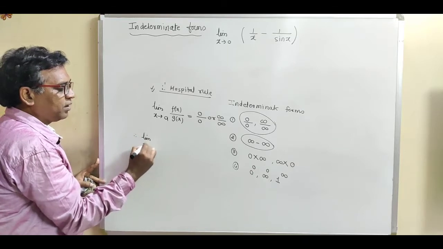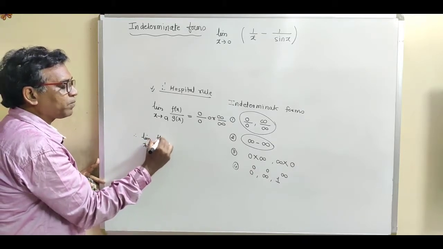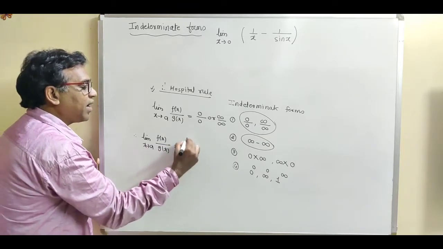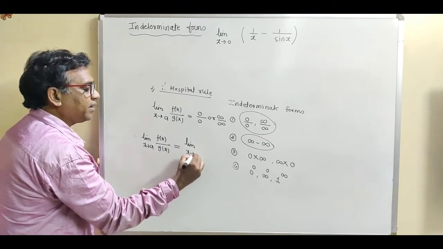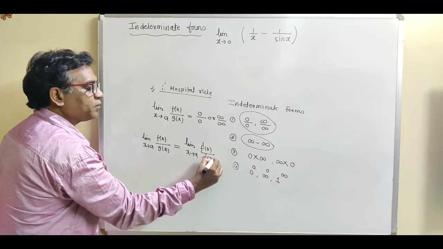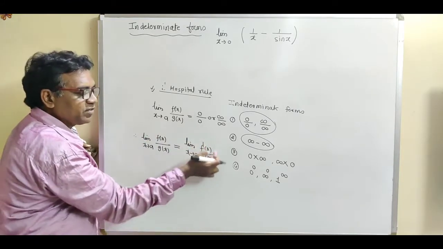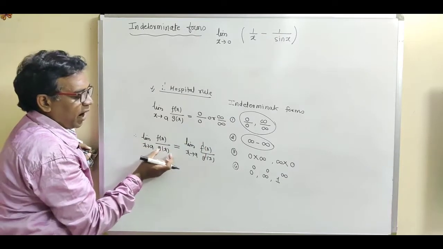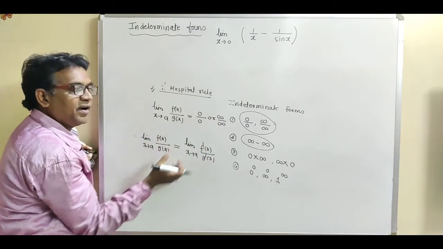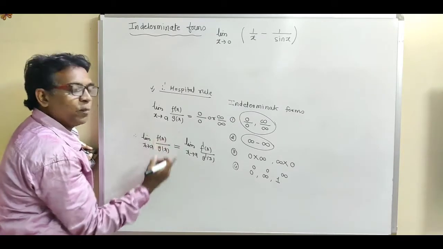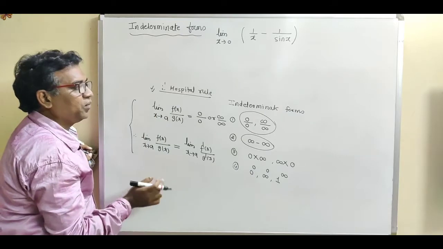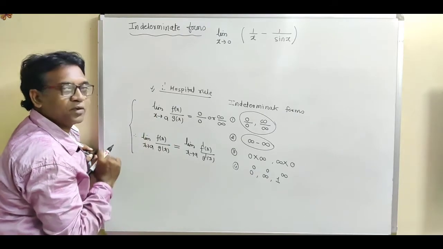This is the formula: limit x tends to a of f(x) upon g(x). We can evaluate this limit by taking just the derivative. Just take the separate derivative: derivative of f(x) is f dash x, and derivative of g(x) is g dash x. Don't apply the u upon v rule. This is called the L'Hopital rule.